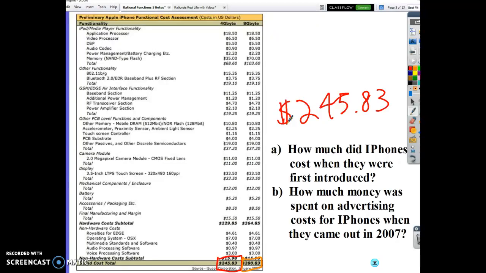But then there's the question: how much did it cost for them to spend on advertising? I know this just says advertising, but there are other parts, like they had to pay their workers, and pay for the building, electricity, water, all of that. So how much do you think that costs? I want you to take a guess right now. I'll give you a few seconds to write down a thought, and then I'll tell you what it really cost them.